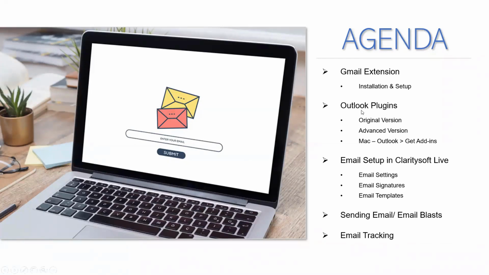We have Outlook plugins that allow you to save to the contact record with our original version. The original version works with both ClaritySoft Live and ClaritySoft Offline. The advanced version works with ClaritySoft Live, and this one allows you to save emails back to accounts, contacts, opportunities, or leads. You get to choose. And then the Mac Outlook would be our Office 365, where you're using the web-based version of Outlook, and you can install that version of Outlook, which will work with a Macintosh computer.